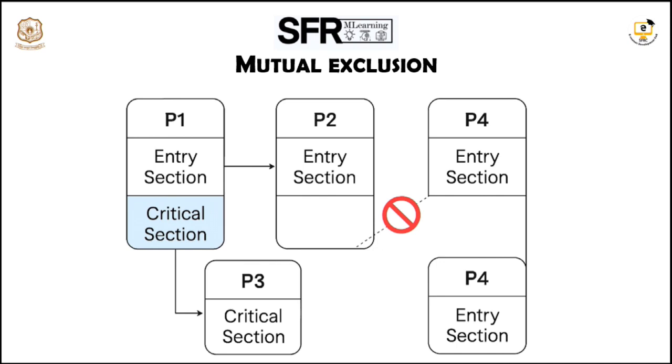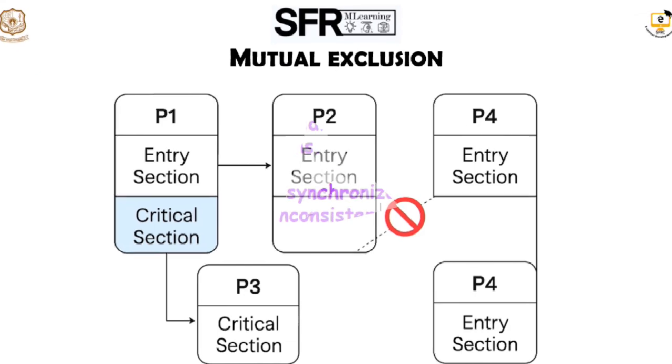So here P1, P2, P3, P4 are the processes. Here P1 has already entered into the critical section. P3 is waiting to enter into the critical section. P2 and P4 cannot enter into the critical section. They didn't get any permission to enter into the critical section.